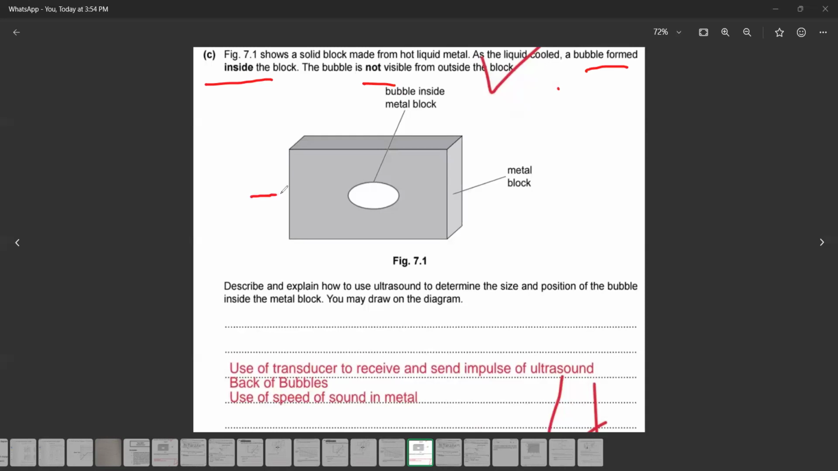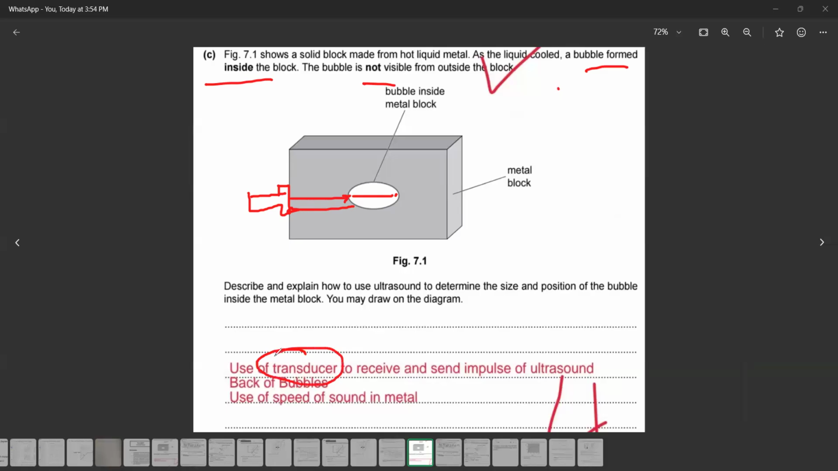First, how will we determine the size or the position? We'll use a source of ultrasound, the transmitter. The ultrasound will send the signal and it will bounce back from the boundaries of the bubble. When the density of a material changes, the proportion of reflection also changes. If it is reflected from a dense object, the proportion of reflection will be higher. If we have a low density material, the term transducer means something which can be used as a source and a detector.